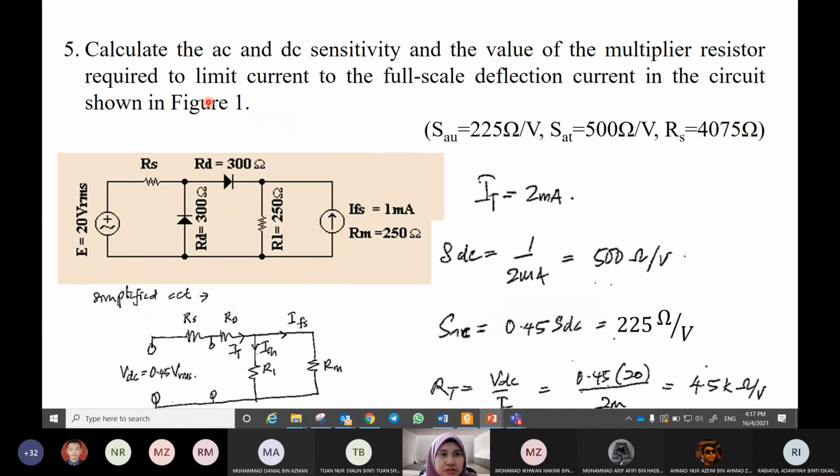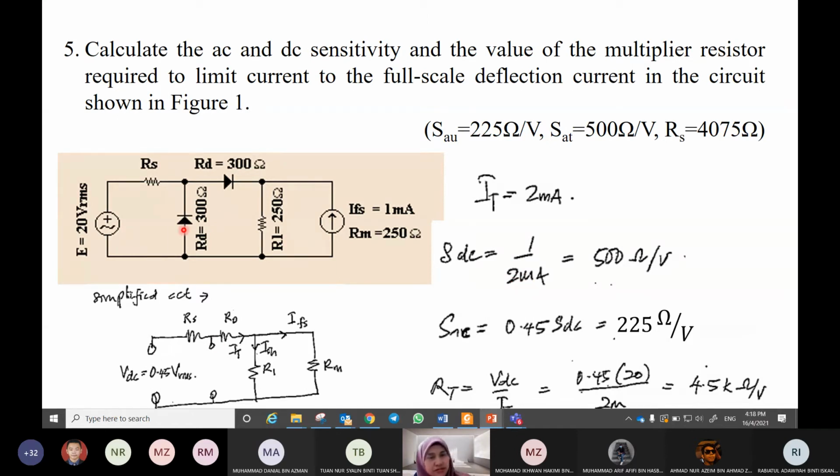Okay, this is number 5. Calculate the AC and DC sensitivity and the value of the multiplier resistor required to limit current to the full scale deflection current in the circuit shown in figure 1. This is figure 1. Calculate AC and DC and then find Rs. So let's find SDC. SDC is equal to 1 over current. I total is equal to.